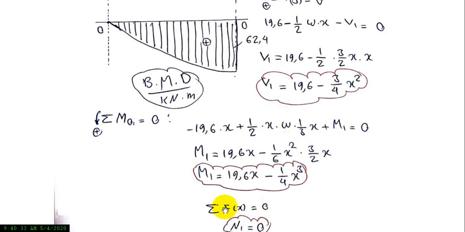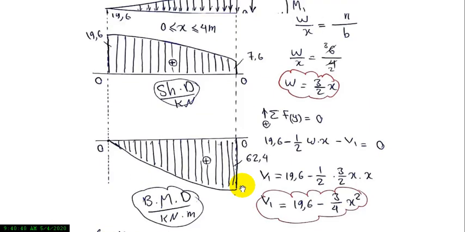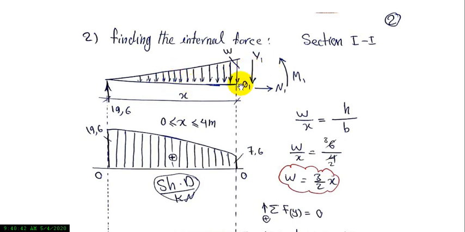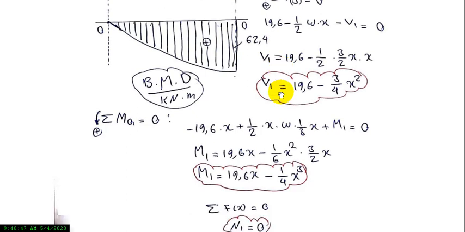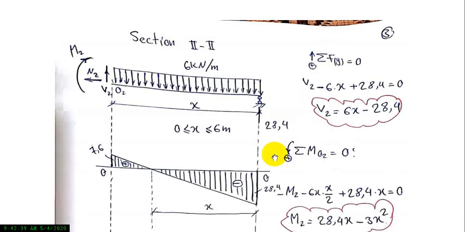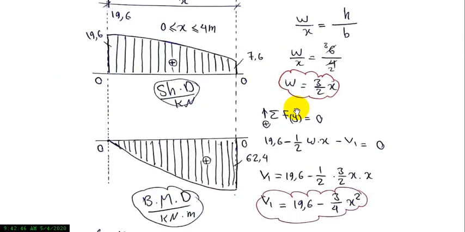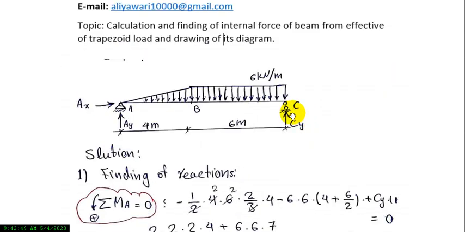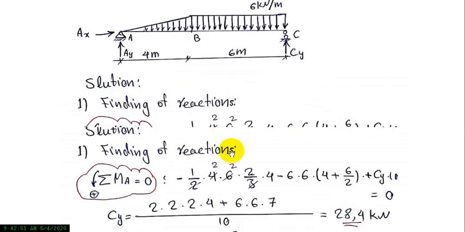And also summation of Fx along the x direction equals 0. So we don't have external force in this part, so N1 is equal to 0. The first beam is calculated. Okay, now we calculate the internal force of the second beam or second section. In this part the load is acting as a rectangular shape.